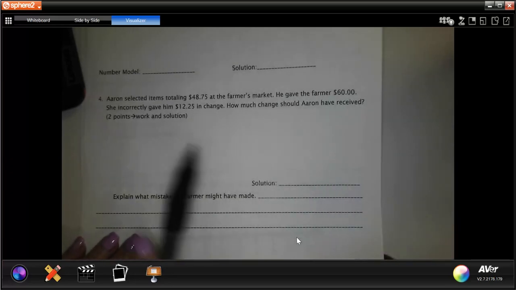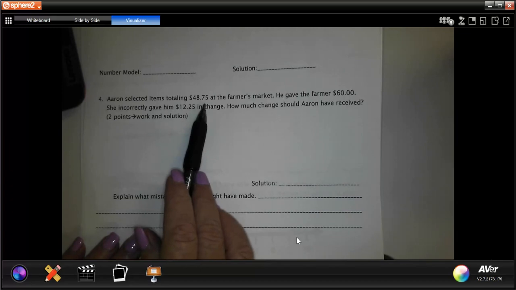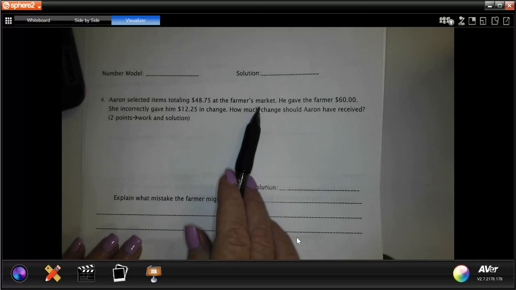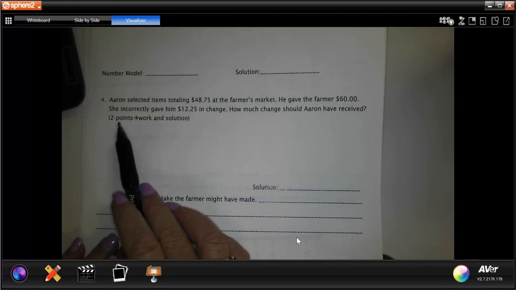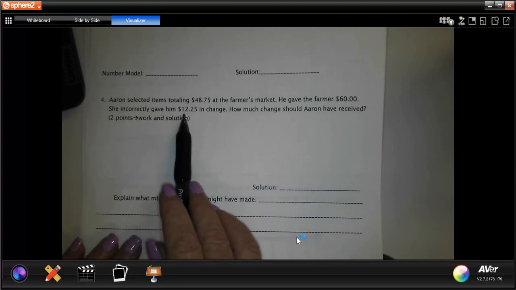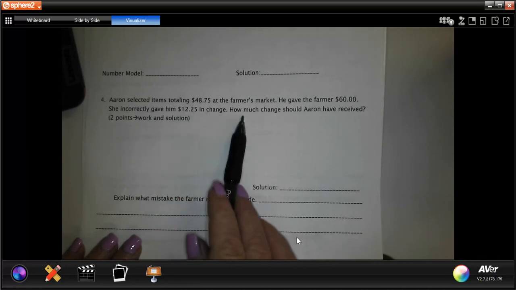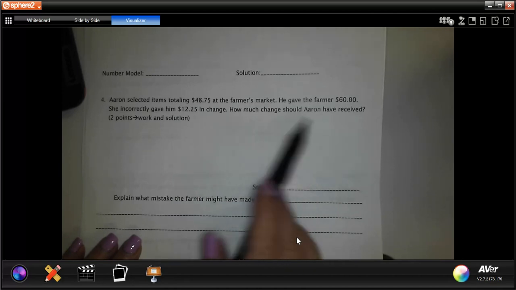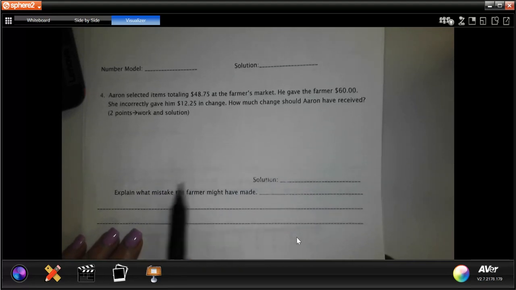Question number 4, Aaron selected items totaling $48.75 at the farmer's market. He gave the farmer $60. She incorrectly gave him $12.25 in change. How much change should Aaron have received? Show your work and then give me your answer to that.